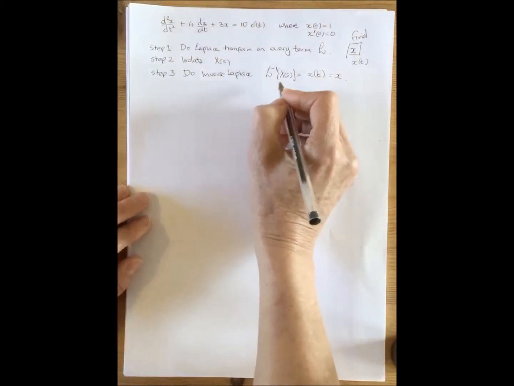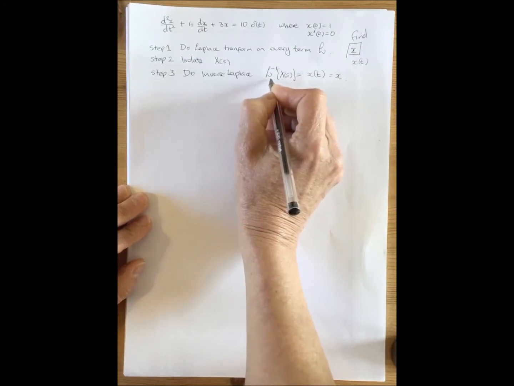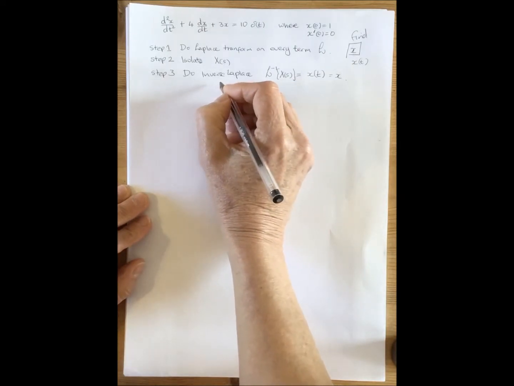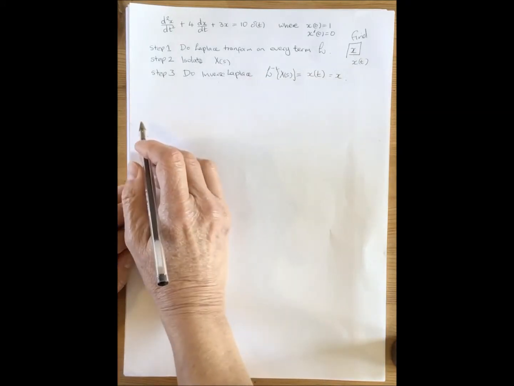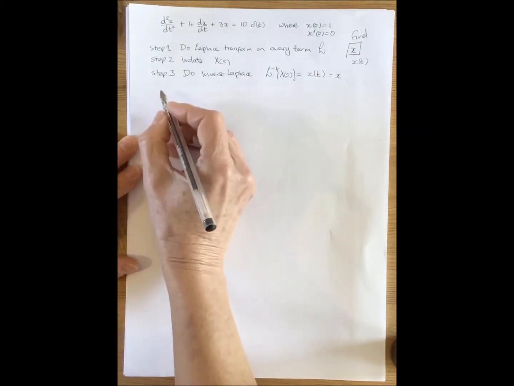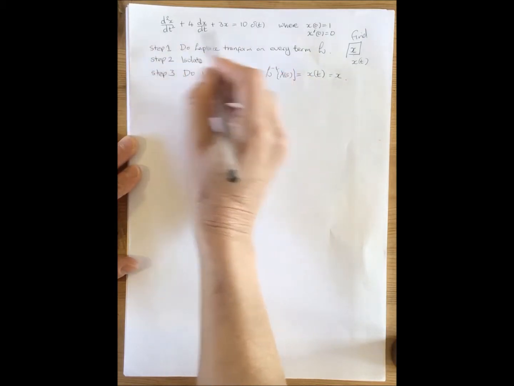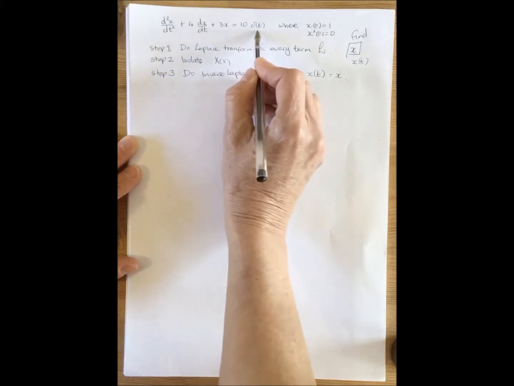Now, only 3 steps. Step 3 may take a bit of work because it may include partial fractions or something like that. So this could be the longest part, part 3. Okay, so step 1 means we have to do a Laplace transform. So I do a Laplace transform on every single term here.